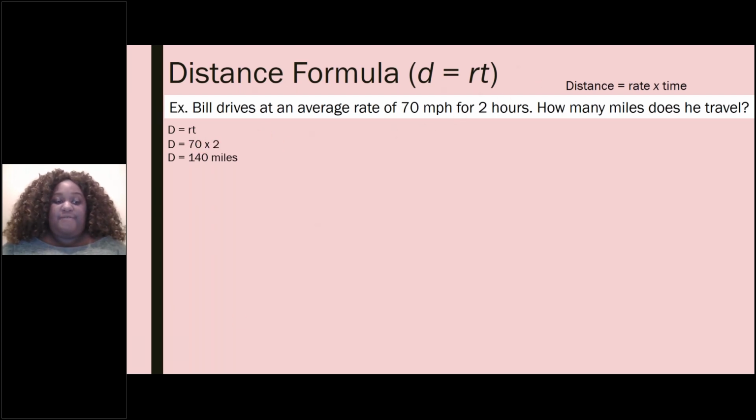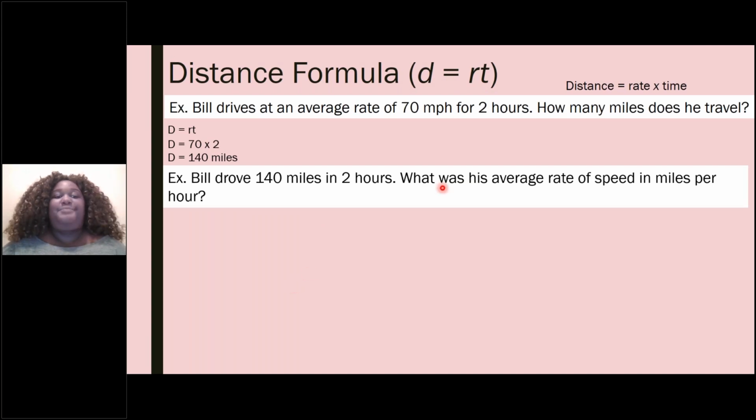You may get a problem, however, where it's not as clear. Bill drove 140 miles in 2 hours. What was his average rate of speed in miles per hour? Here you know you're dealing with distance, but they're not asking us to find the distance this time. So we have to rearrange the distance formula. The first thing is, what are we trying to find? In this case, it is his average rate of speed, and rate in this formula equals R. So that's what we're trying to find, our R.